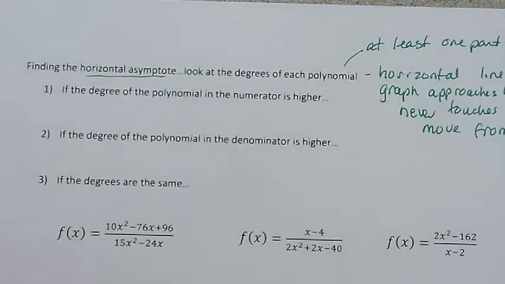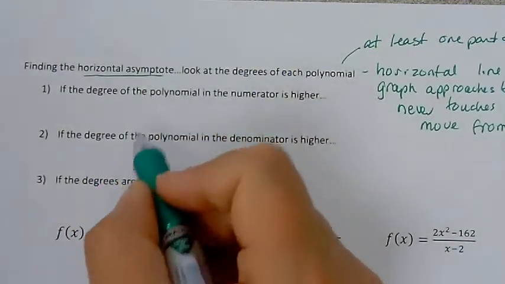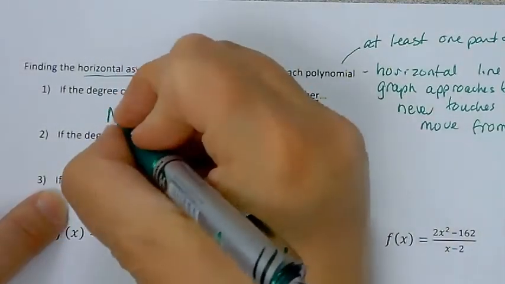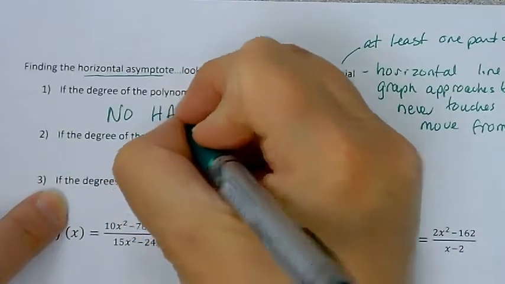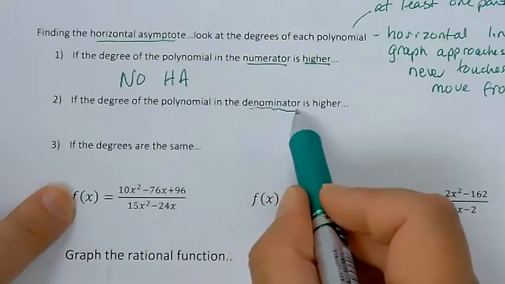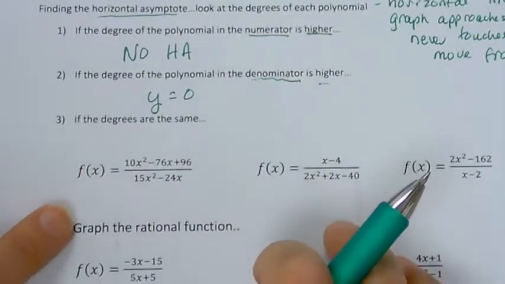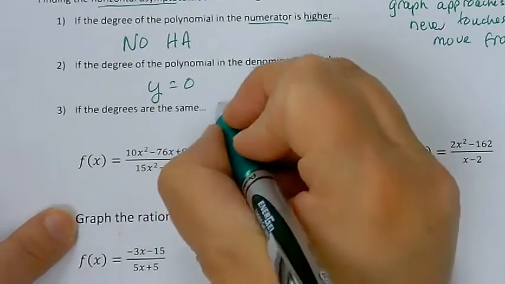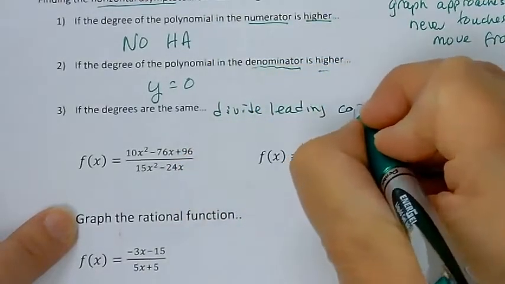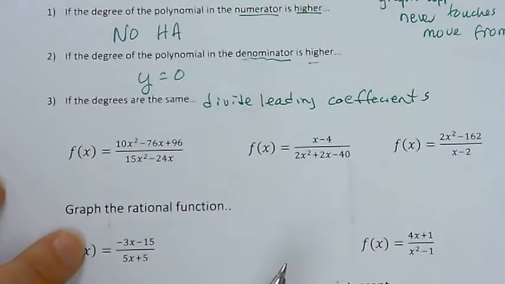The rule for finding the horizontal asymptote is to look at the degree of the polynomial, and I'll explain this through the examples. If the degree in the numerator is higher, you'll have no horizontal asymptote. If the degree in the denominator is higher, the asymptote will be at y equals 0. And if the degrees are the same, you're going to divide the leading coefficients. So let me explain that.